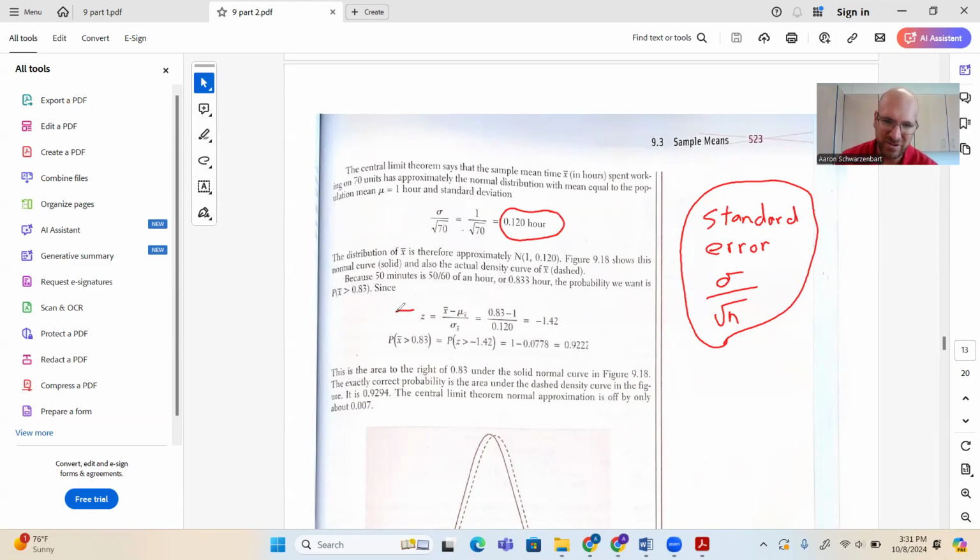So using my z-score formula, I use my mu and my sigma. They have plugged in here. I want to know the probability of it being more than 50 minutes. They've converted 50 minutes to 0.83 hours by going 50 over 60. 0.83 minus 1, that's the population mean, and my standard error 0.120 gives me a negative 1.42. I'm looking for the probability.